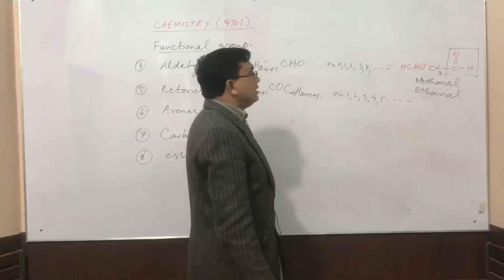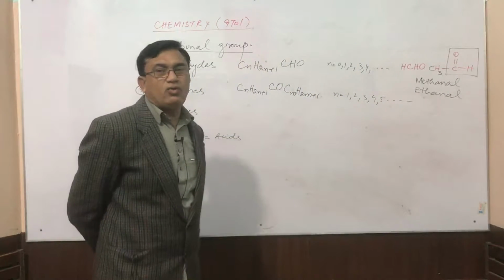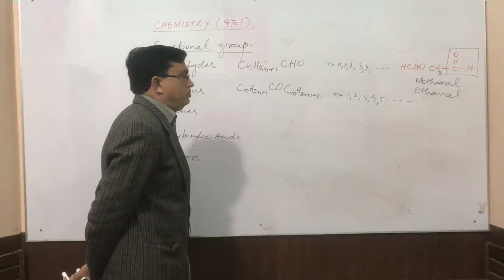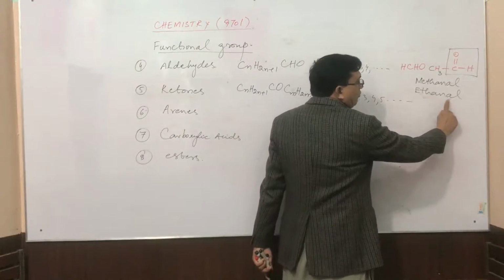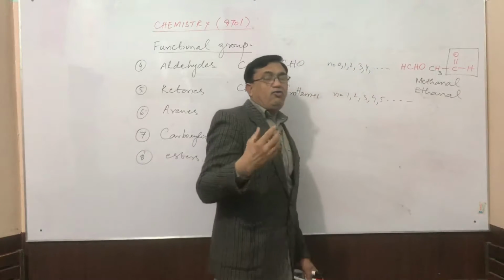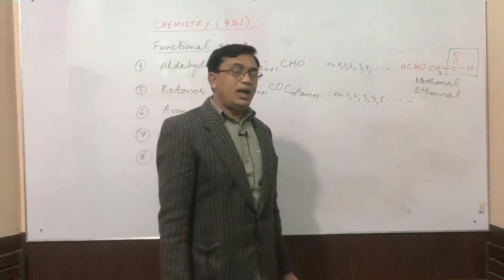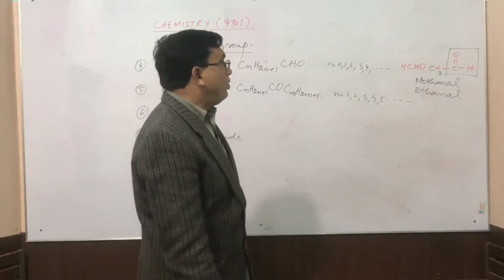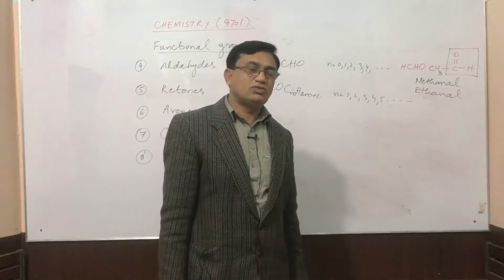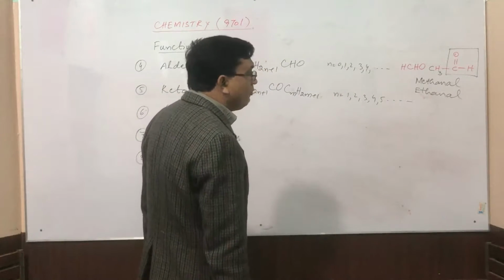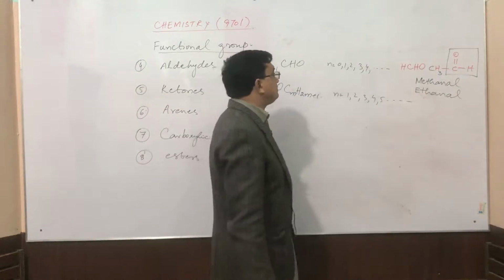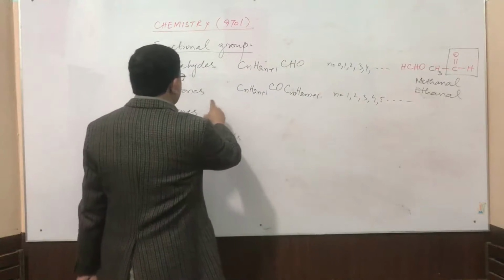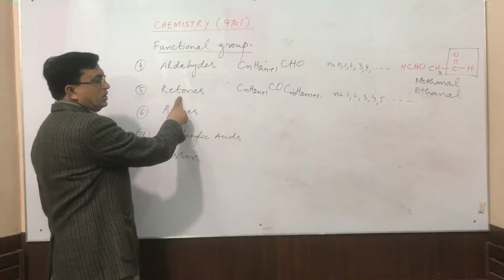This is also called a formyl functional group, and this is the method to name it. If we add al at the end of the name of an organic compound, definitely this will indicate that the aldehydic functional group is present. That compound is an aldehyde. Now next is ketones.